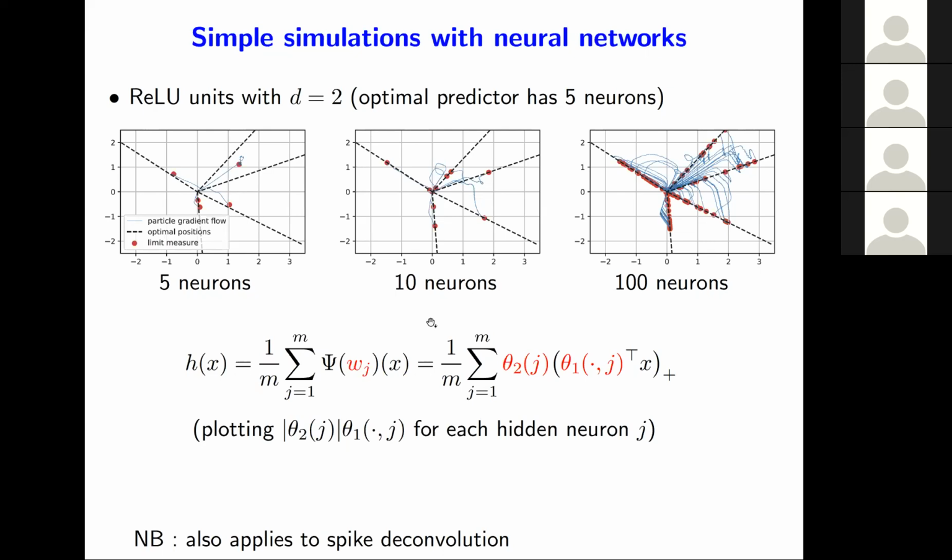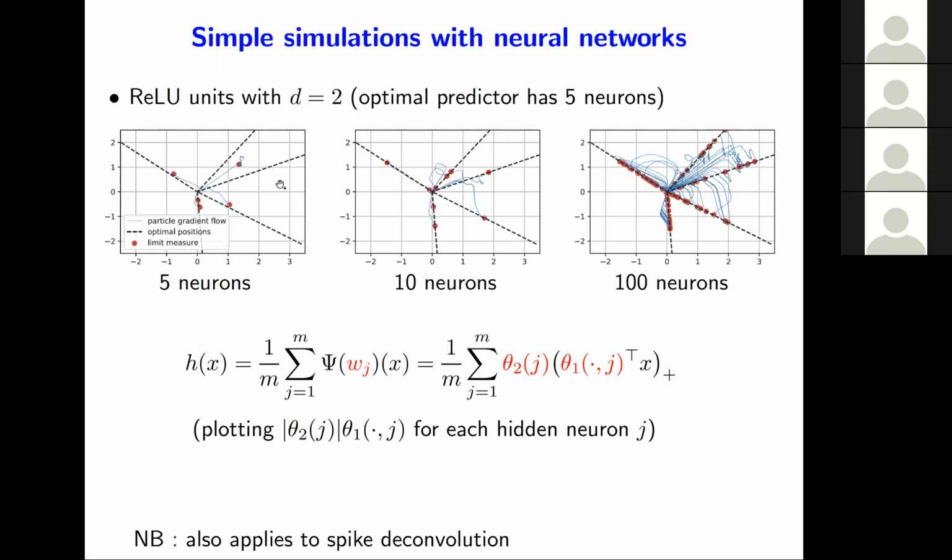So we're going to generate data from a neural network with 5 neurons. Because I'm using the positive part, I will concatenate data 2 and data 1, and plot only the directions. So essentially, a neuron is defined by a point in this 2D plane. In what we plot here, the small dots are the positions of neurons at the end of the gradient flow. When the gradient flow stops, you see what the neurons are. In dotted, you see what the optimal positions are.